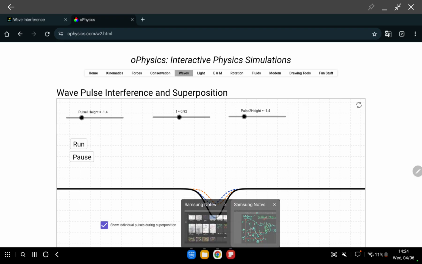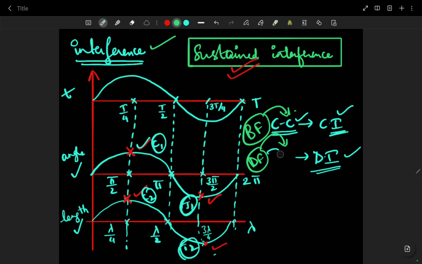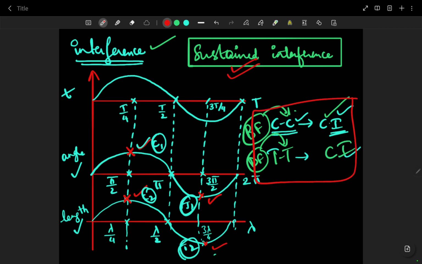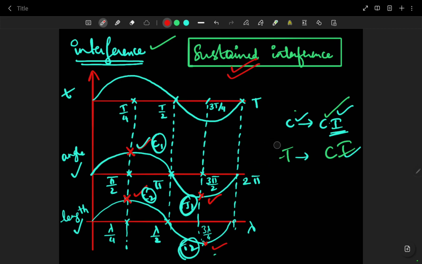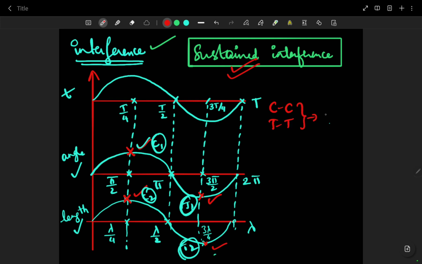So probably I have to correct it over here. Crest on crest is constructive. Okay. Trough on trough is also constructive. So I want everyone to note down the correct conditions now. Okay, I will rewrite it for you. So crest aligning with crest, trough aligning with trough. Both of the conditions are there for bright fringes. That means it's constructive interference.